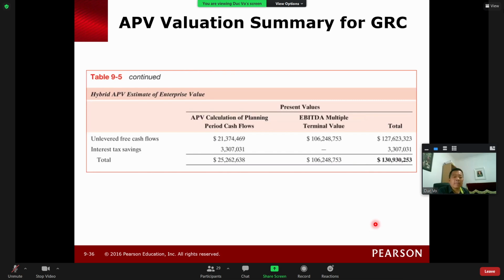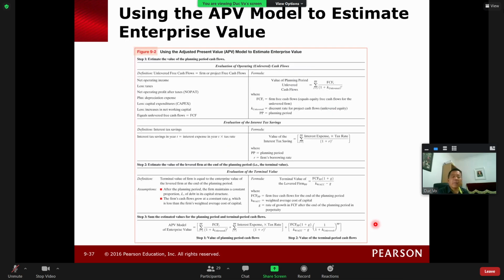Here, it provides you with a very comprehensive summary of all the formulas you use. The top one is when you work out the value of the unlevered free cash flow. And what I want to emphasize from here is make sure that you use the cost of equity as the discount rate. Okay.